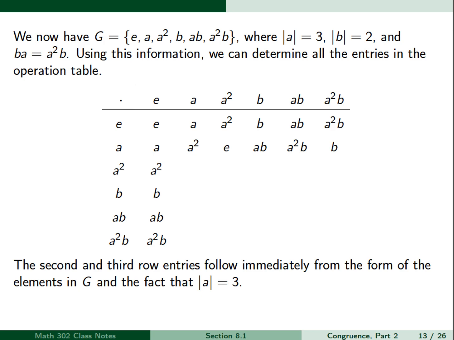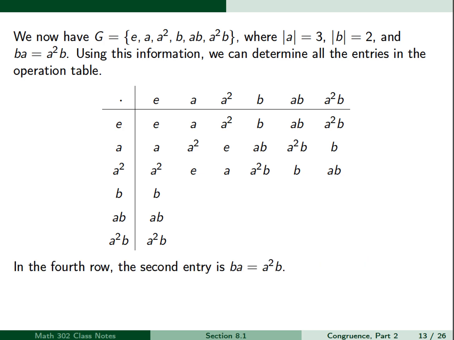In the third row, the second entry is A squared times A, that's A cubed, which is the identity. The third entry is A squared times A squared, which is A to the fourth, which is going to be A, since A cubed is the identity. And then the fourth entry is A squared B. The fifth entry is A cubed B, which is just going to be B. And the sixth entry will be A to the fourth B, which will be AB. So that fills in the second and third rows. And so now we've just got the fourth, fifth, and sixth rows to contend with.